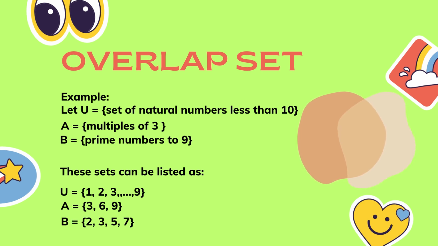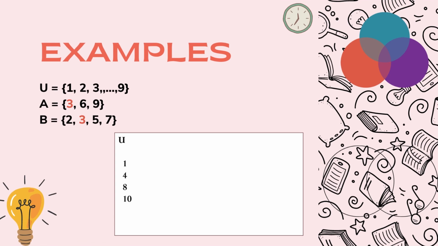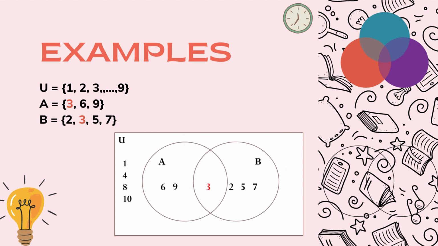In order to represent them on a Venn diagram, compare the elements between set A and set B and look at the elements that are common between the two sets. As you can see, element 3 is highlighted in the red color and is the only common element between the two sets. So therefore, set A and set B are drawn with an overlapping intersection between the two sets, and 3 is listed in between or in the center of the two Venn diagrams.